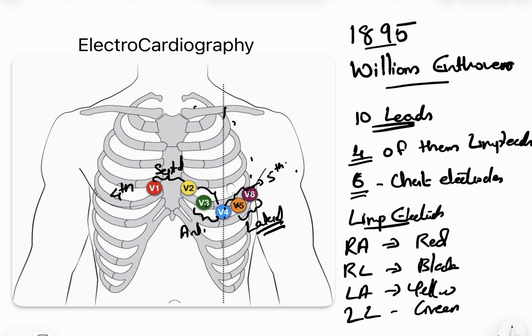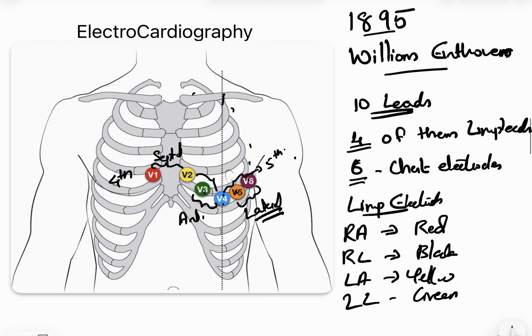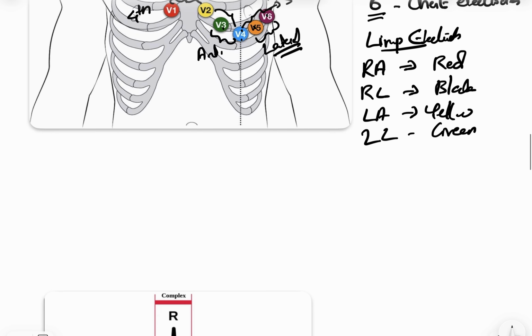Okay, so a few points to remember in this area. The ECG was found by William Einthoven in 1895. The total number of leads is 10: 4 limb leads and 6 chest electrodes. Okay, now we'll move to the image of an ECG.